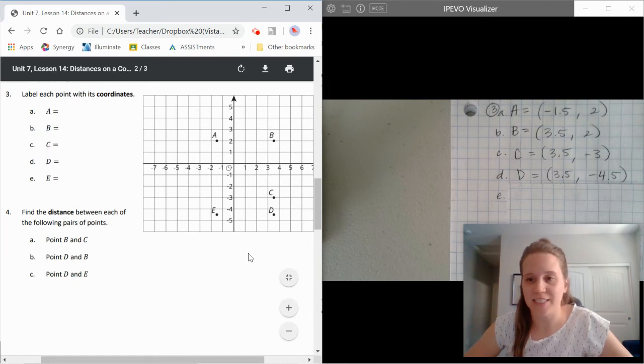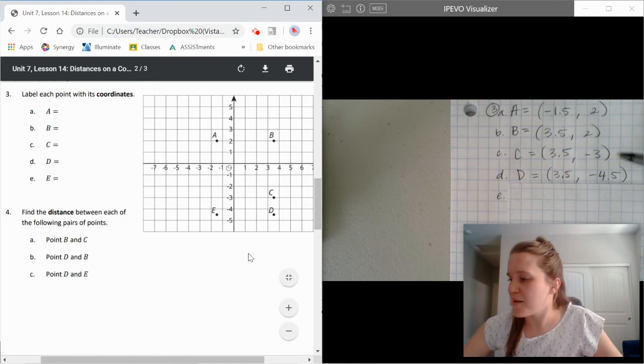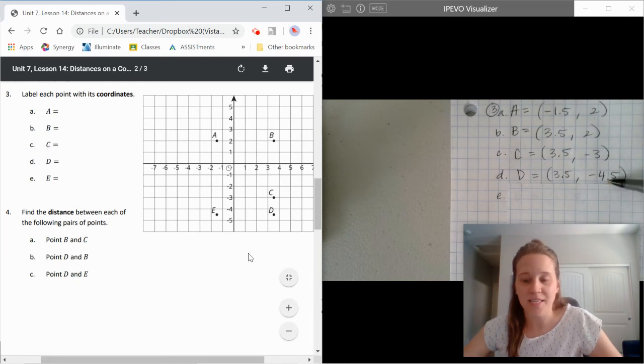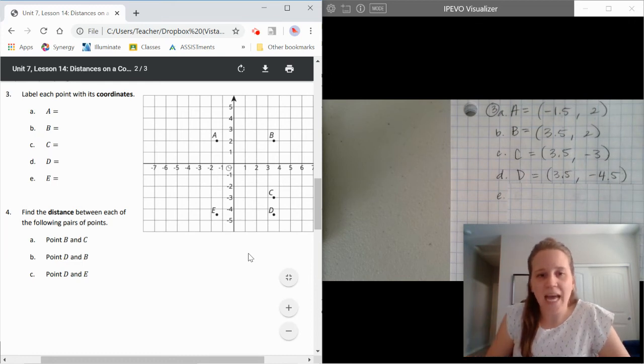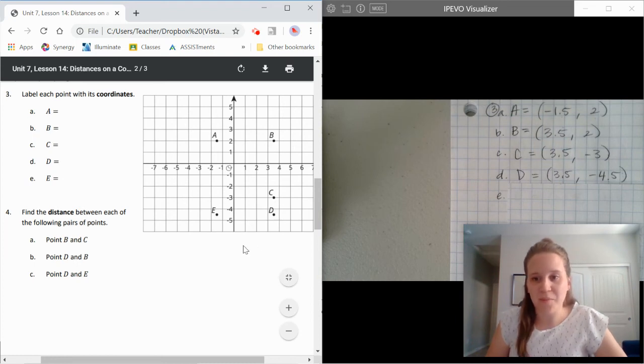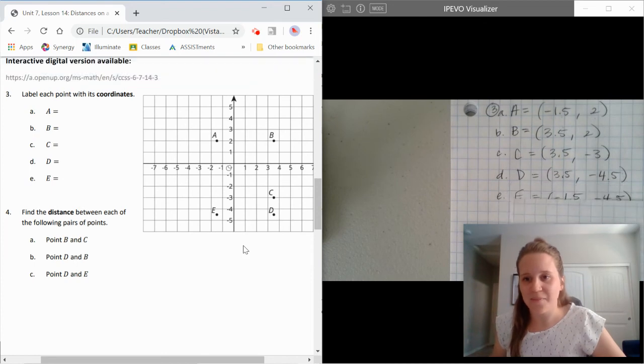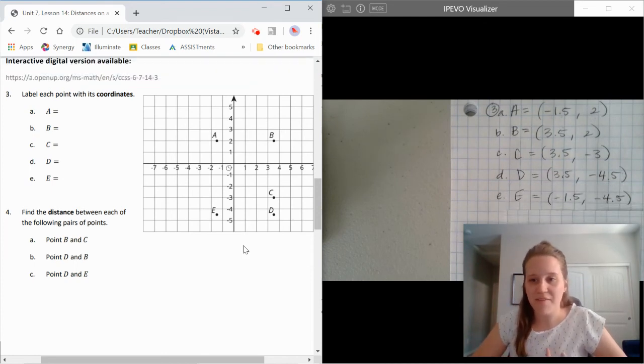How far apart are C and D? Yeah, I can tell by thinking about how far away C is and how far away D is from 0. I can tell that the difference between these is 1.5. I can also count the boxes. Here's one whole box and then half of the box, so 1.5. They're 1.5 units apart. Good thinking, team. Here's E, -1.5, -4.5. Both x and y values are negative.